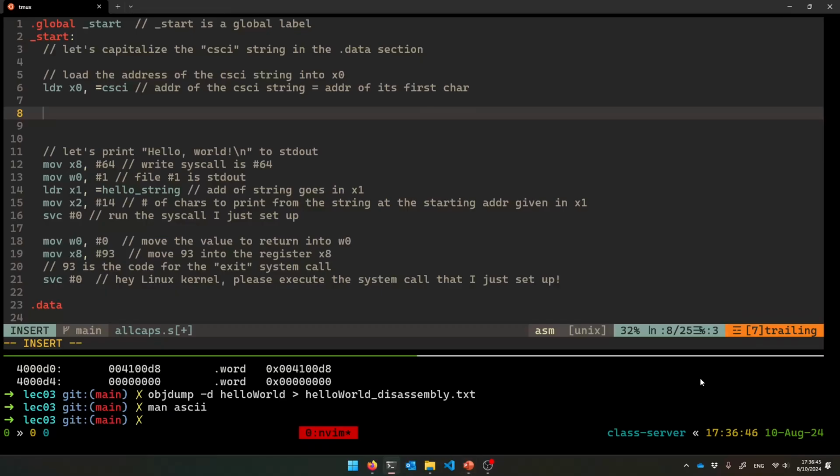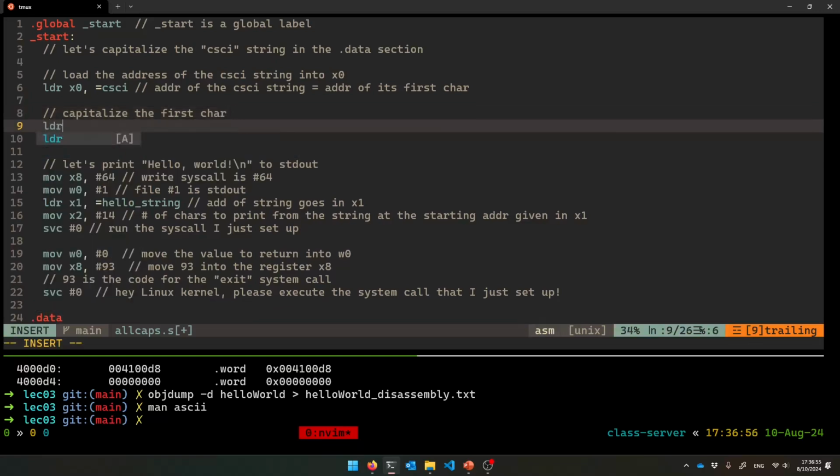All right, so let's capitalize the first character. Load a byte into W1 from whatever x0 is looking at. So x0 holds an address. Go there, read a single byte into the lower byte of W1. It's not using all of it. So that's what's going on there. And now it works.